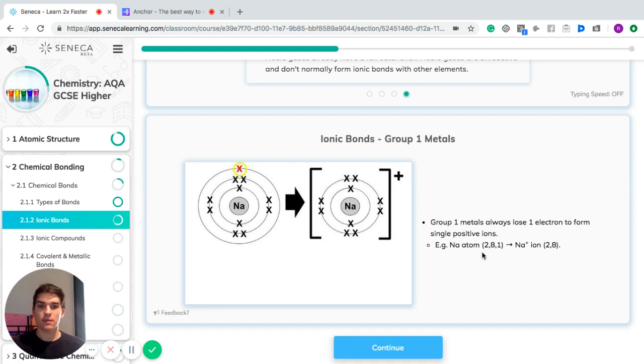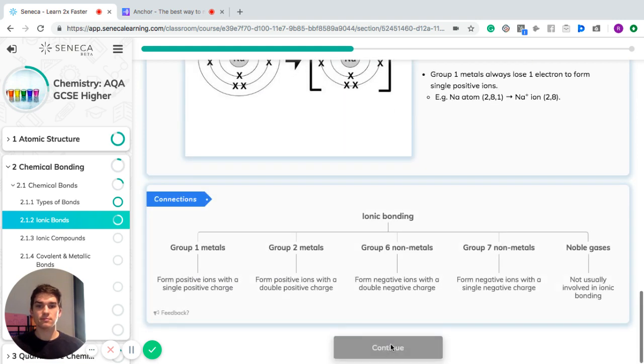So let's recap some of that. Group 1 metals always lose one electron to form a single positive ion. For example, a sodium atom has the electronic structure 2,8,1, and an Na+ ion has the electronic structure 2,8. And group 1 metals form positive ions with a single positive charge.